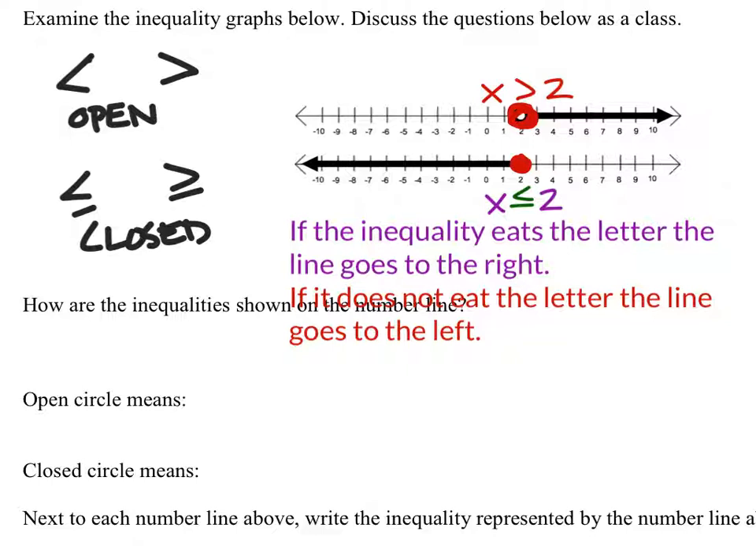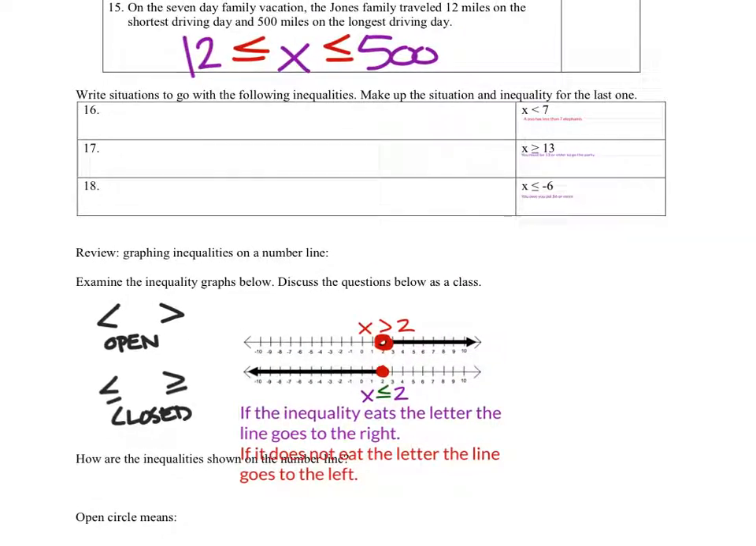Bam. Now this works the other way, which is how we knew if that was eating the x or not on those two. Because on the top one, it goes to the right, so we know it has to eat the letter. And the bottom one, it goes to the left, so it should not eat the letter. So let's use this same concept with these other ones.